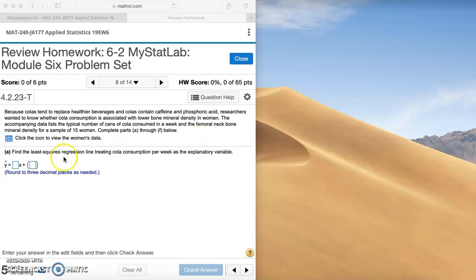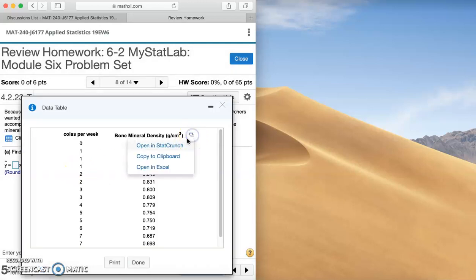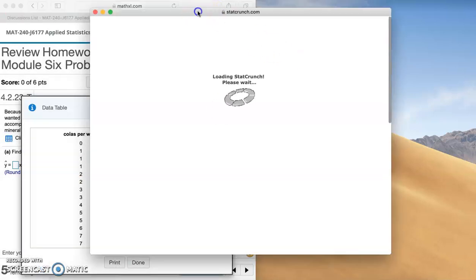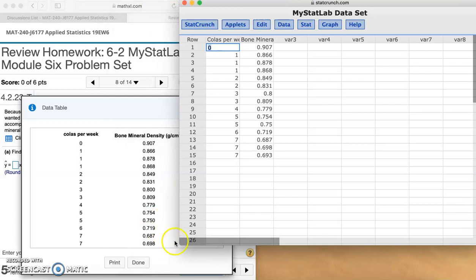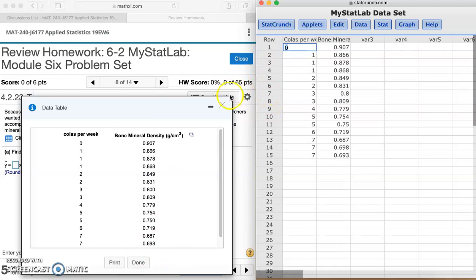All right, so first let's go ahead. Part A, find the least squares regression line treating cola consumption per week as the explanatory variable. So let's go ahead and open our data set and then click on the link to open in StatCrunch. Move over here so we can see both at once.